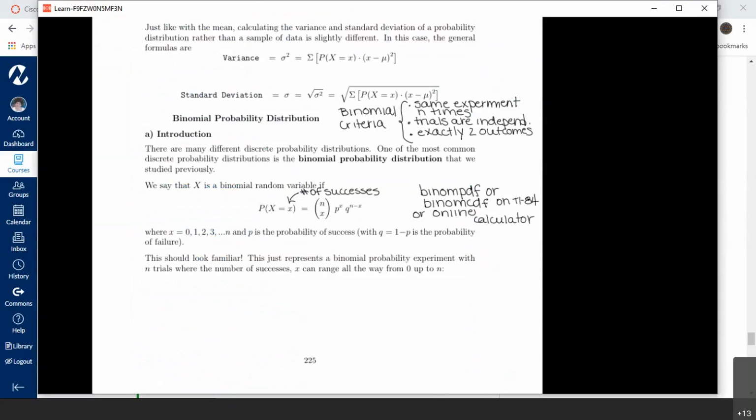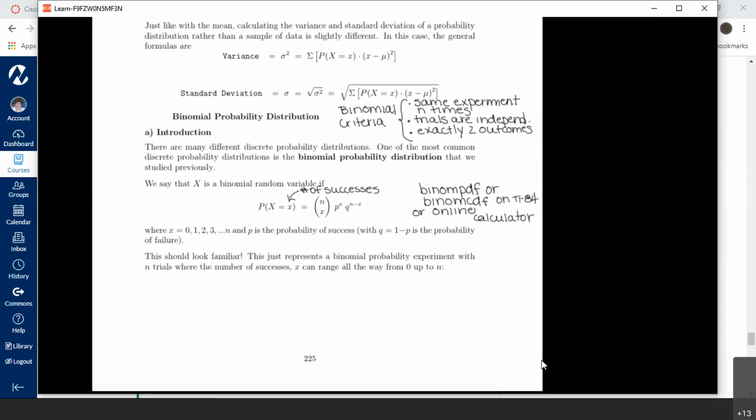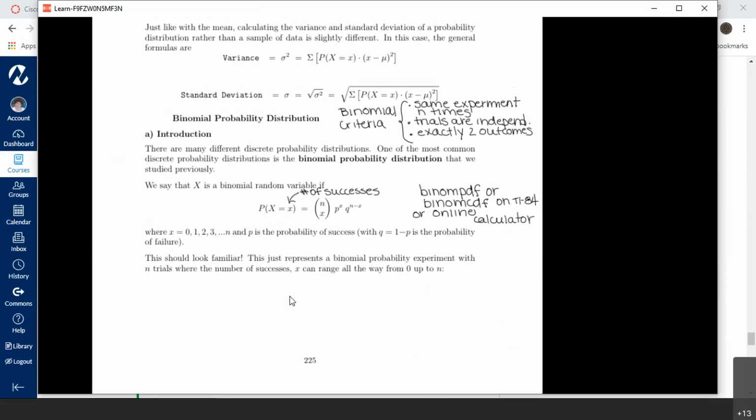All right. So again, remember, this is the combinations of n things taken x at a time, the probability of a success raised to the number of successes, and the probability of a failure, 1 minus p, raised to the number of failures, which is just the number of trials minus the number of successes that we care about. Okay? So that's what we've got.